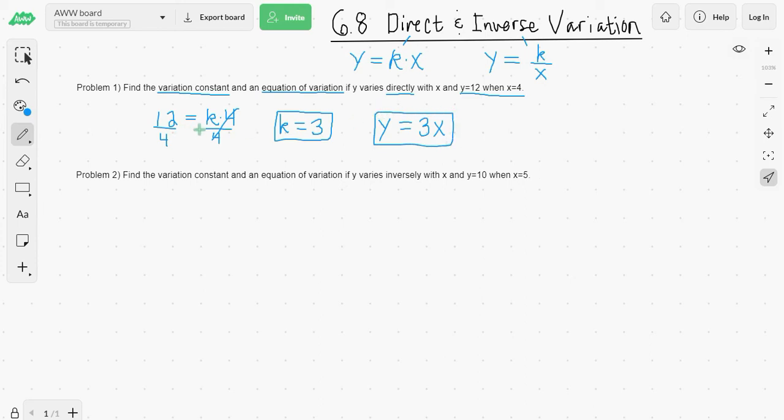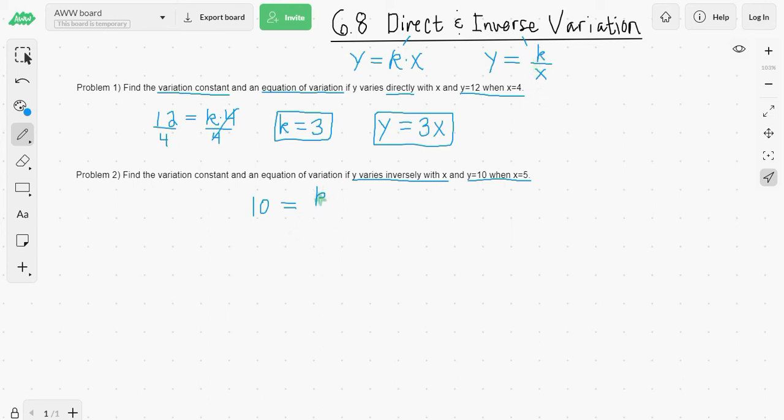Okay, let's do the same thing for the second problem. In the second problem, they ask us to find the variation constant in an equation of variation if y varies inversely with x and y is 10 when x is 5. So because y varies inversely with x, we're using this formula up here, y is equal to k over x. So we plug in what we know, 10 is y, and that's going to be equal to k over x.